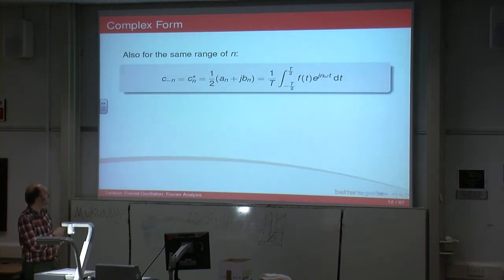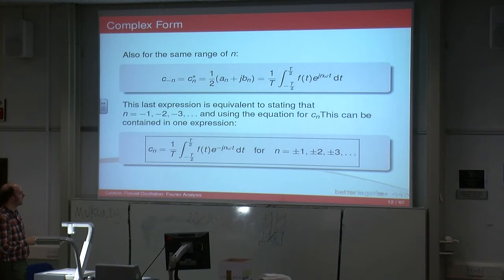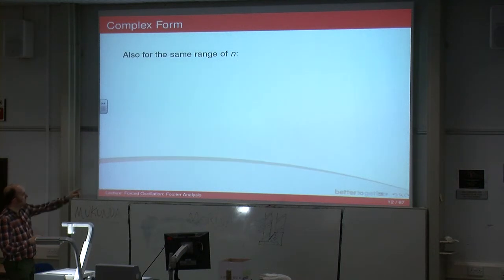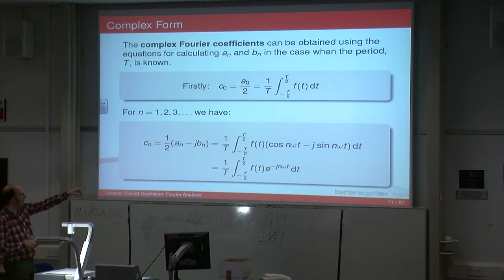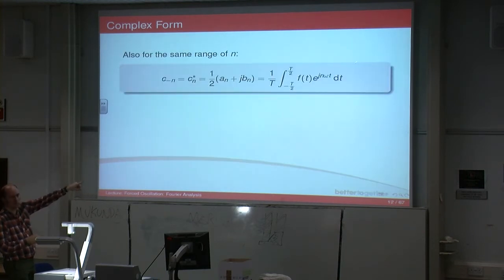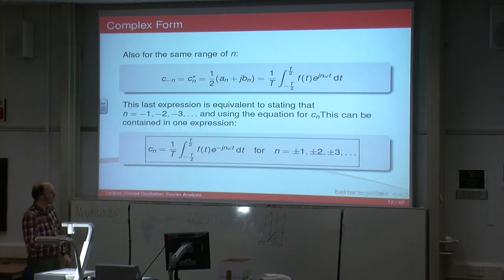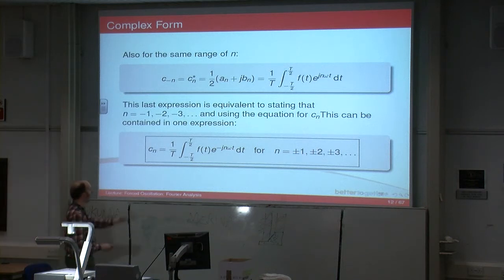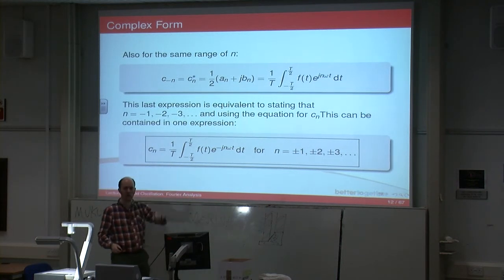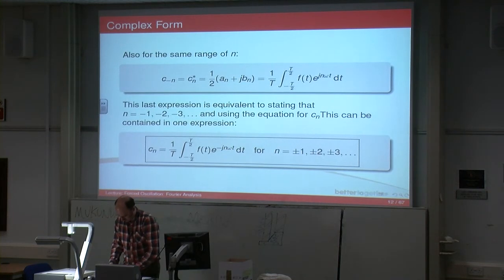And for the same range of n, so n to the minus 1, you get the same sort of thing going on, and the only difference is you get minus jn omega t there. Oh, sorry, positive. And the last expression is equivalent to stating that n equals minus 1, minus 2, minus 3, and so on. This one is for n equals 1, 2, 3, 4, and 5, and so on. But by sticking a minus sign in there, you can actually do it for n equals plus or minus 1, plus or minus 2, and so on. So for every n value, this is Cn. And that goes into that equation, the complex conjugate form.